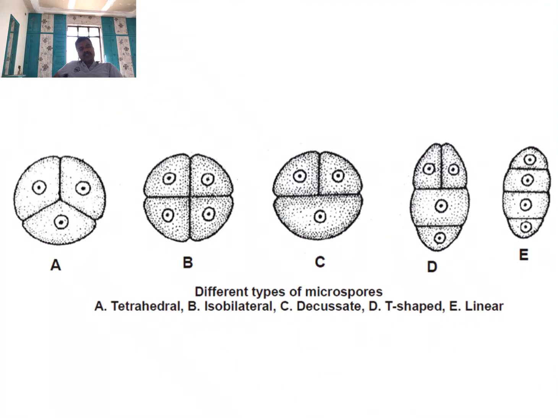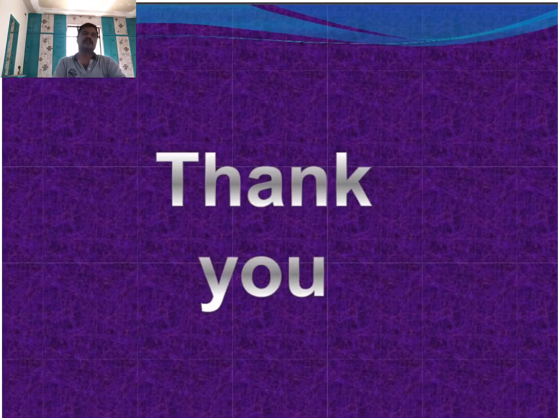So in various species, the spore tetrads are arranged in different types: tetrahedral, isobilateral, decussate, T-shaped, and linear. This is microsporogenesis, the formation of microspores inside the anther.